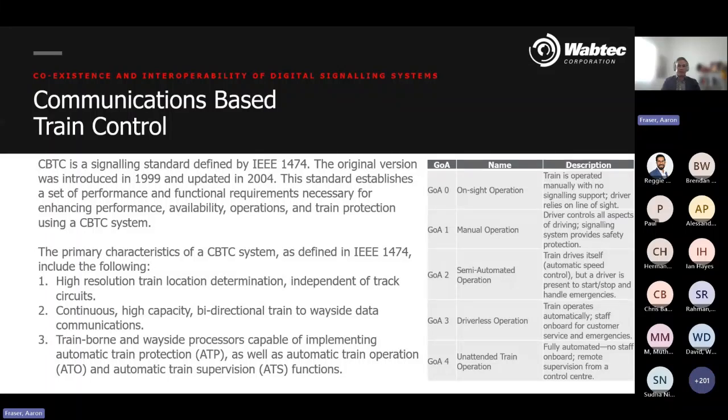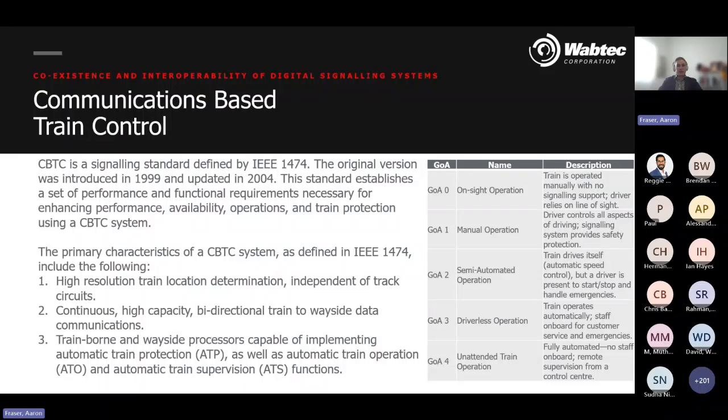So what sets CBTC apart from other digital signalling systems is its use of continuous two-way digital communication between the train and trackside systems. This allows the control center to know the exact position and speed of each train in real time, instead of relying on block-based detection systems. One of the biggest benefits of CBTC is its ability to use what's called a moving block system. This means trains are spaced based on how quickly they can safely brake, not based on fixed sections of track.